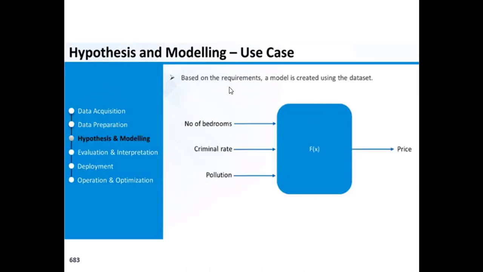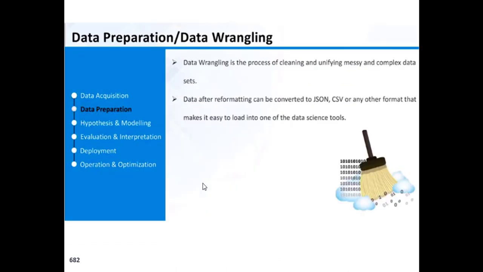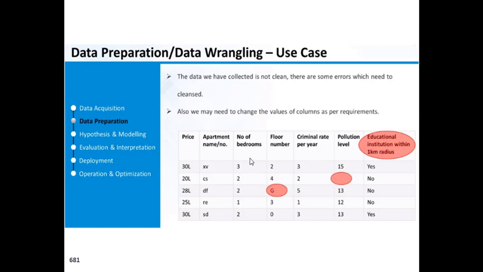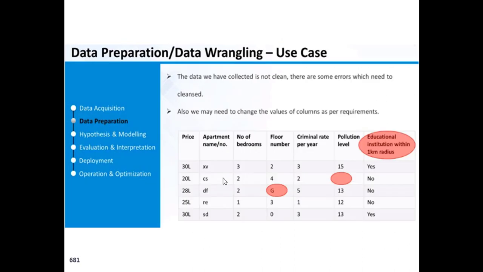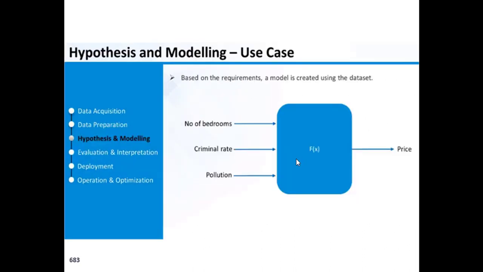Once this is done, then I need to actually build a mathematical formula depending on the values that I have. So I have certain numerical values here: the number of bedrooms, the criminal rate and pollution, all these are numerical values. I'll feed them into a mathematical model and try to estimate the price.